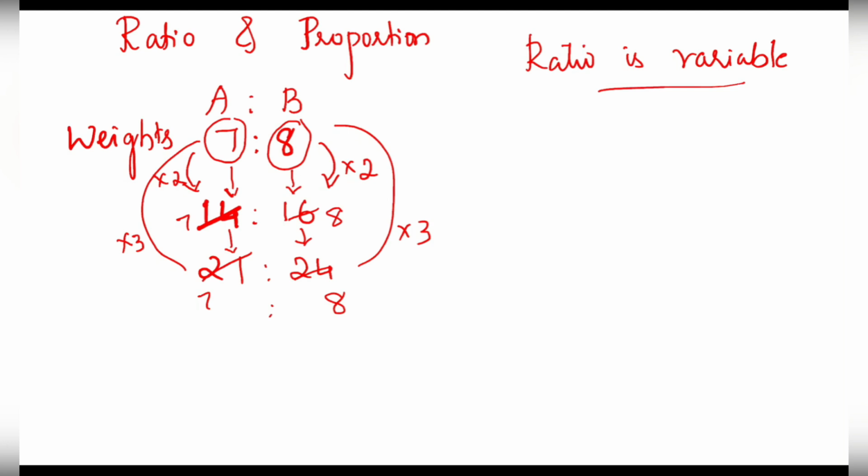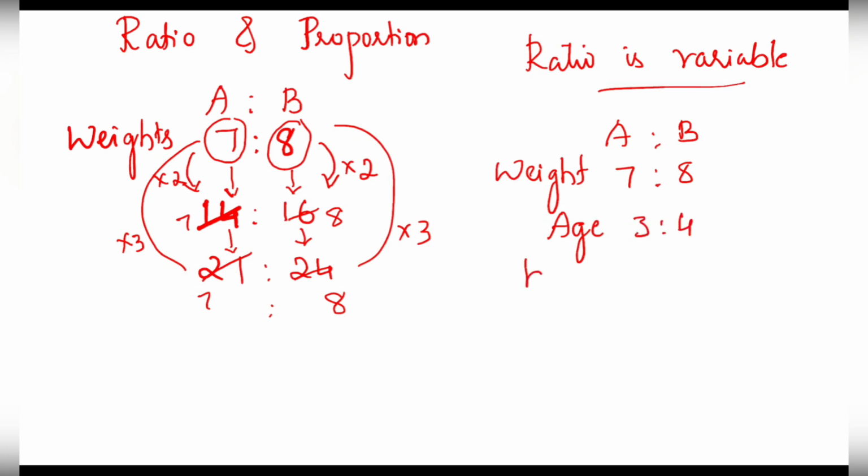Then one more thing regarding ratio is that it is always between the same kind. For example, if I say A is to B, then the weight of A is to B is 7 is to 8. Then for age, I say A is to B is 3 is to 4. Then for height, if I compare A is to B, I say it is 5 is to 6. That means A's weight and B's weight itself is compared. A's age and B's age itself is compared. That means same kind.